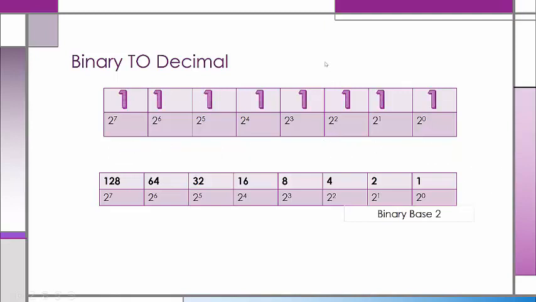How about this one? So all of these have a value in them. All of them have an on switch in them. So let's add all of those up. 1, 2, 4, 8, 16, 32, 64, 128, and if you add those all up, you get 255.